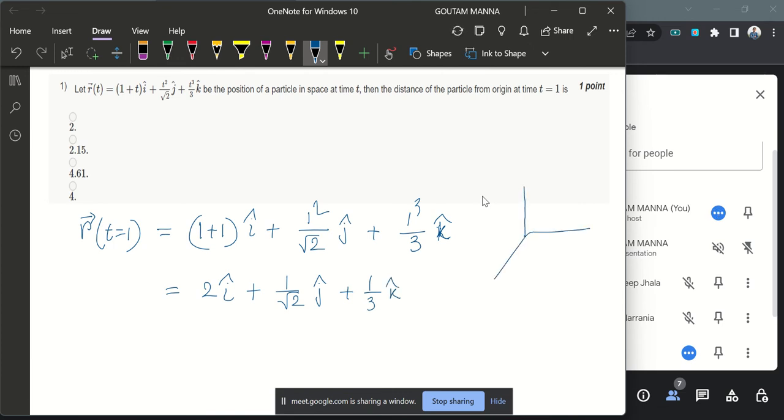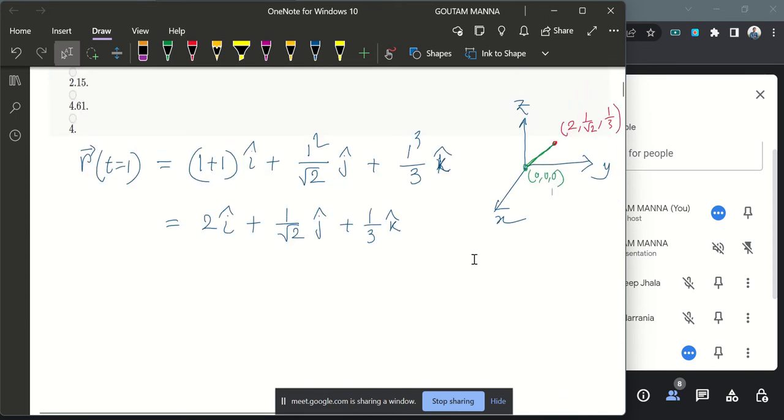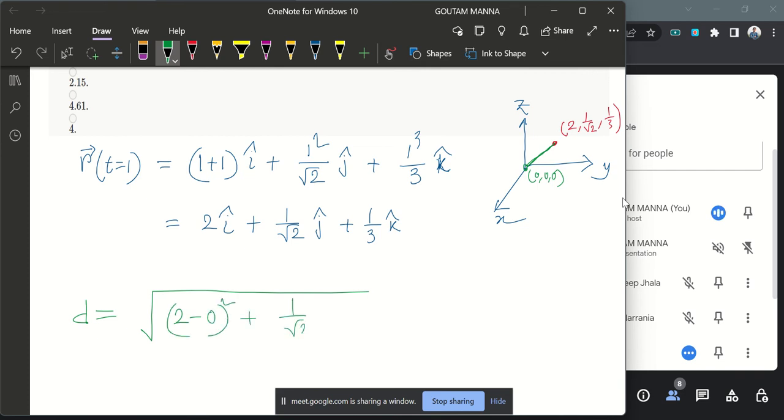So, the particle is somewhere here. The coordinate is 2, 1 by root 2 and 1 by 3 at time t equal to 1. You are asked to find this distance from the origin. Origin is 0, 0, 0. Then the distance between these two points, let me write it as d, is root under 2 minus 0 square plus 1 by root 2 minus 0 square plus 1 by 3 minus 0 square.